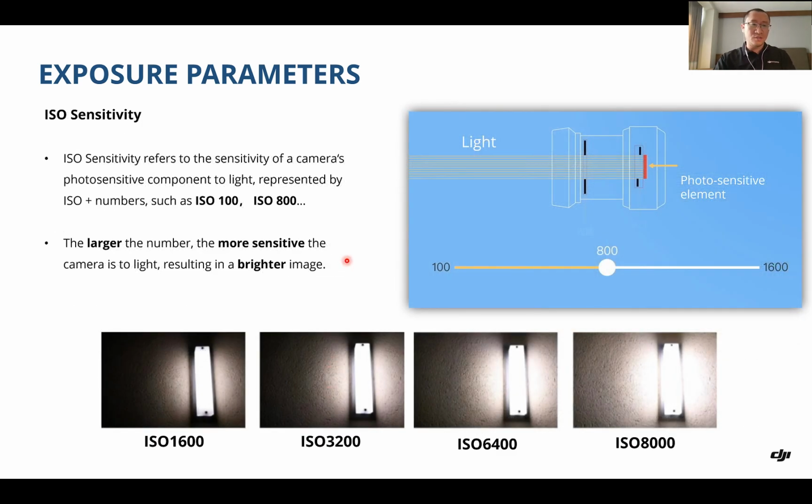Another is the ISO sensitivity. It refers to the sensitivity of a camera's photosensitive components to light. It is represented by ISO plus a number, such as ISO 100, ISO 800, or ISO 8000. I have attached a comparison between different ISO pictures. As you can see, the larger the ISO number, the more sensitive the camera is to light, which results in a brighter image.